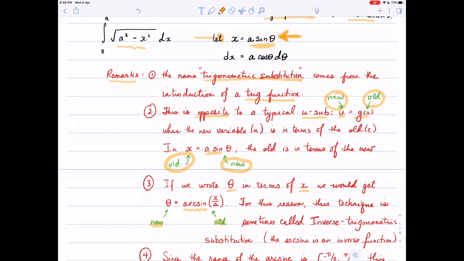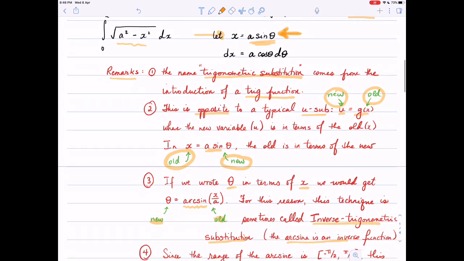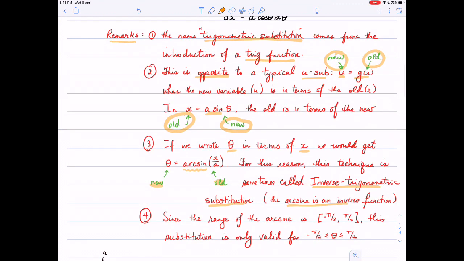Because the arcsine is an inverse function, this technique is sometimes called inverse trigonometric substitution. And lastly, since the range of the arcsine is from minus pi over 2 to pi over 2, this substitution is only valid for thetas in that interval. So from minus pi over 2 is less than or equal to theta is less than or equal to pi over 2.